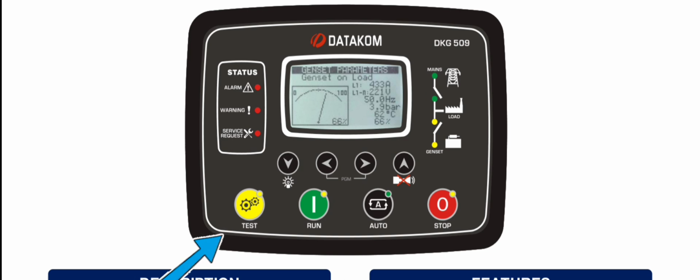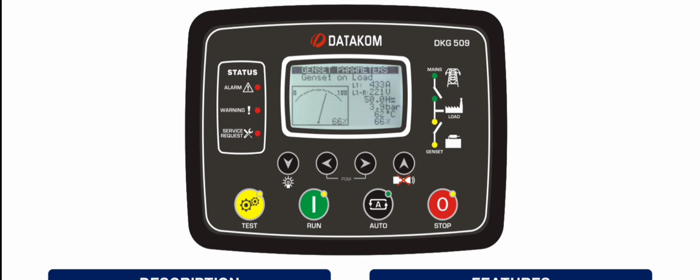Okay, after that we have a green button. The green button is used to manually start your generator, and the auto button is used to operate your generator in auto mode by pressing this button. After that, the red button is used to manually stop your generator.